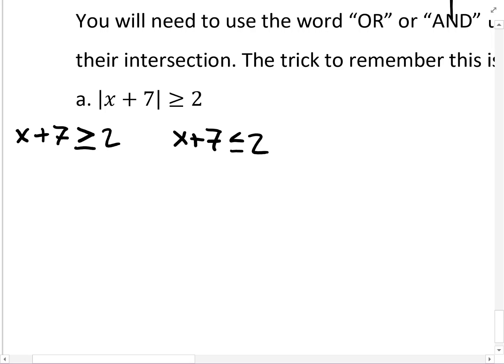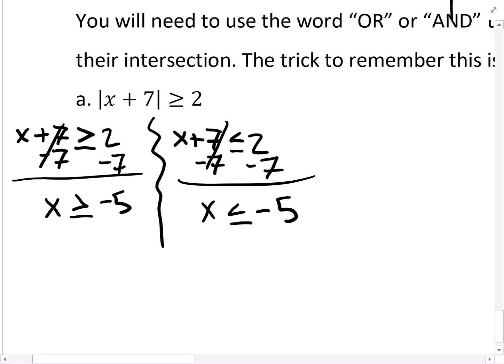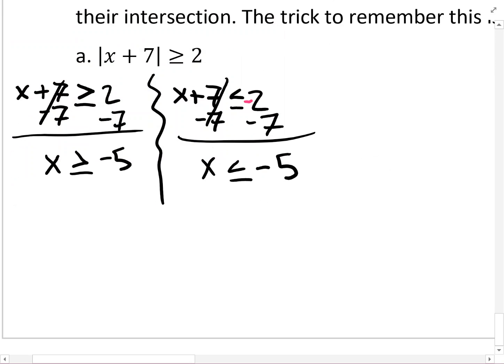Now we solve each of these cases by subtracting 7. X is greater than or equal to -5. Other side, subtract away the 7. X is less than or equal to -5. Whoops, I just realized I forgot to make the 2 opposite, because you do the inequality opposite and the number opposite. So I will fix that really quickly. I'm going to write in a different color pen, so if you're looking back you can see how I fixed it. That should be a -2, so then we get a -9.